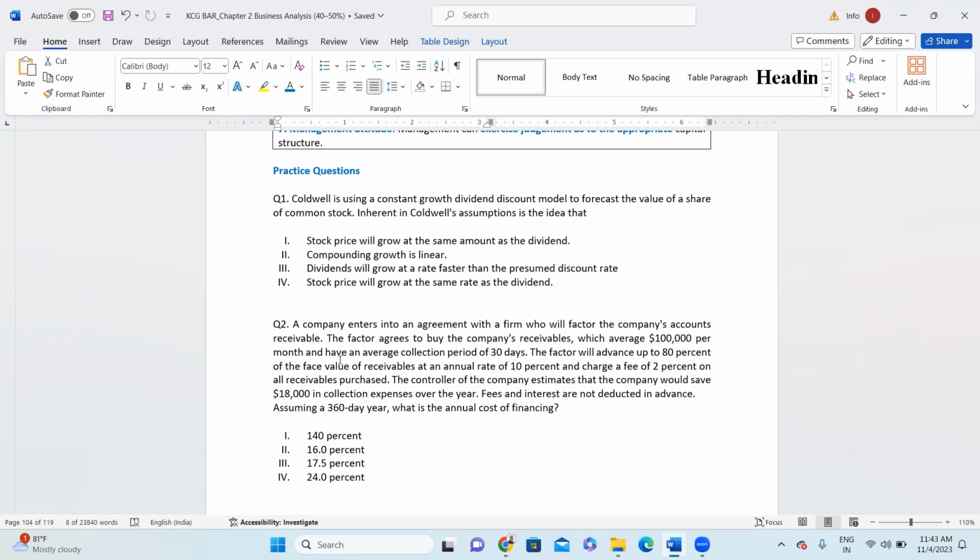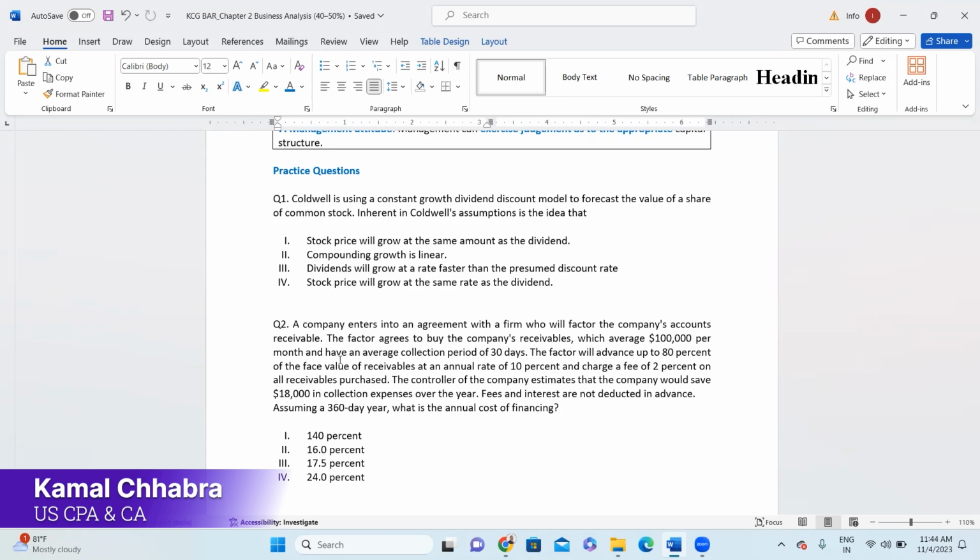For example, if you have $1 million account receivable, right? You can go to the bank or other financial institution that provides factoring service. So they may give you the cash immediately, maybe at a 5% discount, 6% discount, or 7% discount. That is called factoring, encashing your account receivable at a discount immediately to meet your cash need, right?